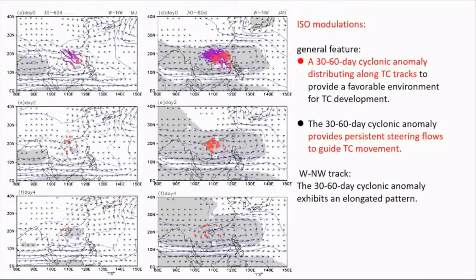Okay, so in JS, we can find a similar pattern, a similar result. TC formation occurs within the center of the cyclonic anomaly. After that, they move westward along with the elongated 30 to 60 day cyclonic anomaly. So the general feature we can conclude is here: the 30 to 60 day cyclonic anomaly distributes along the TC tracks, from here westward, to provide a favorable environment for TC development. And then the 30 to 60 day cyclonic anomaly also provides persistent steering flow, that is easterly flow to the north, to guide the TC movement.